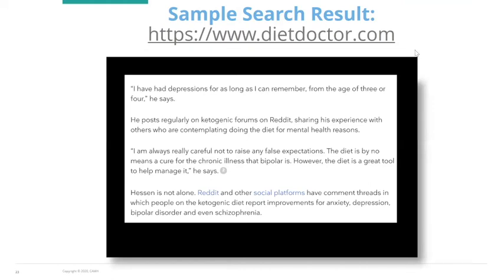And then when you go in, the information is a bit all over the map. It lumps together medical research. It lumps together people's personal stories. So it's a really good example of applying an evaluation criteria, the C.R.A.P.P test, to how they're representing the evidence for the ketogenic diet and mental health on this specific website.